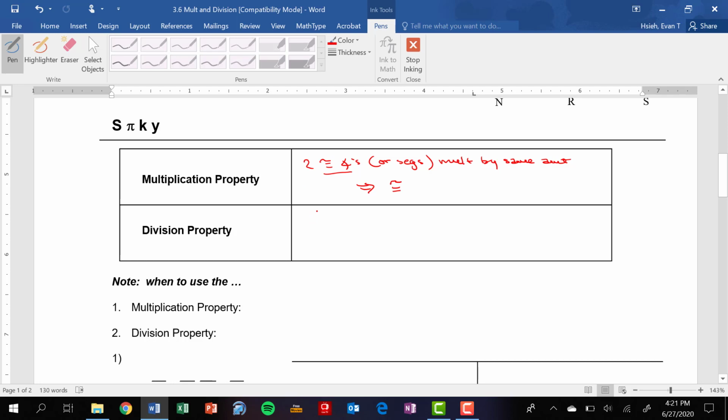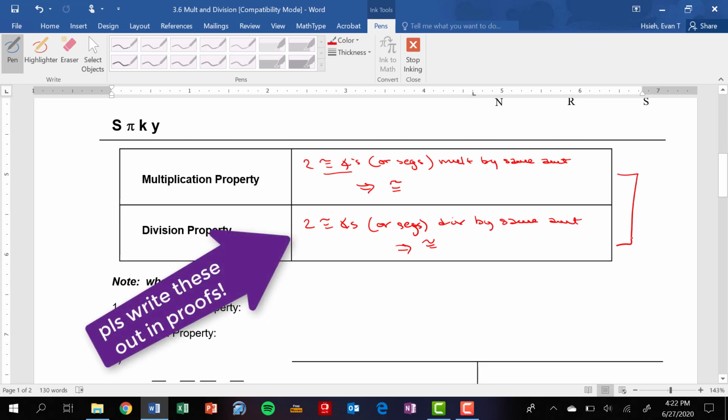Division property is basically if you have two congruent angles or segments and you divide them by the same amount, you're going to end up with congruent angles or segments. Okay, so this is what I'm going to ask you to write in the proof. I'm going to ask you to do that for a little while here.